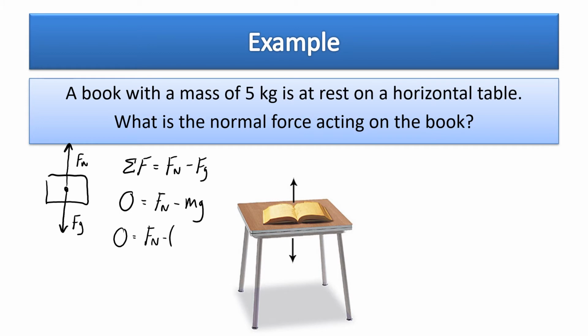Fn minus 5 kilograms times negative 9.8 meters per second squared. So this turns into 0 is equal to Fn minus negative 49. And now we're running into a problem here, right? Because we're going to get a negative number for the normal force, because this really turns into plus positive, and then we would get Fn is equal to minus 49.